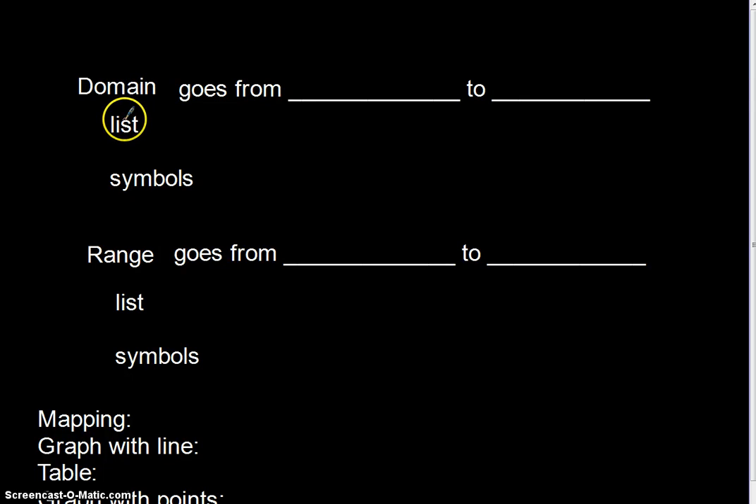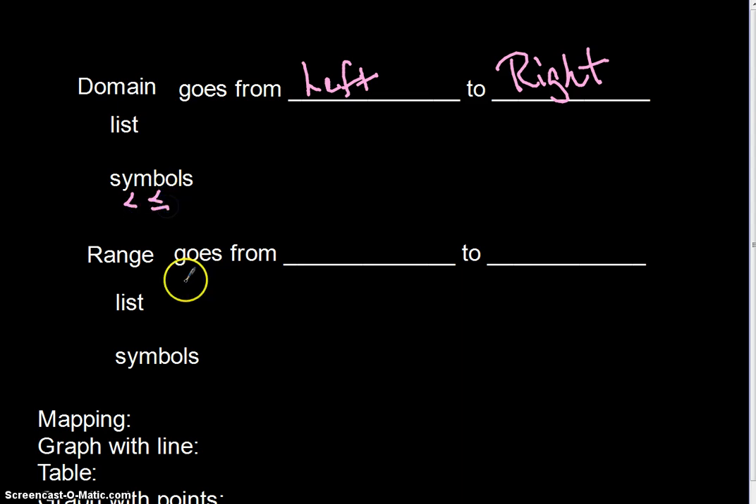When you are looking at a graph, your domain goes from left to right, always left to right. You will either write your domain with a list of numbers or using symbols. Okay, if you're going to use the symbols, it's either less than or equal to, always pointing to the left.